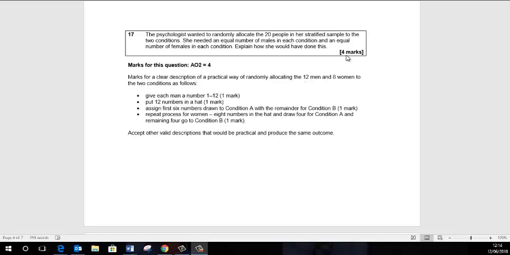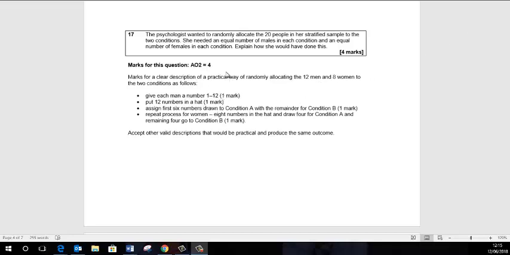Okay, so this one is again quite demanding. It's 4 marks, so there's quite a lot you need to say. How do we get the 4 marks for this? They are looking at this word here, "how", which is always a method question. Explain how they would have done it. So this is really asking you to break down the method. It's not defining it, it's breaking down the method. So here we've got marks for a clear description of a practical way of randomly allocating the 12 men and 8 women.